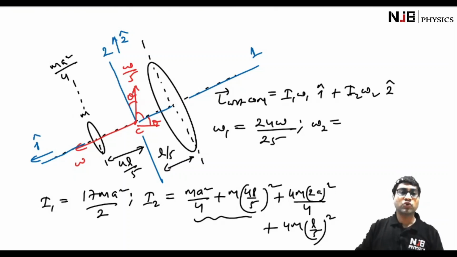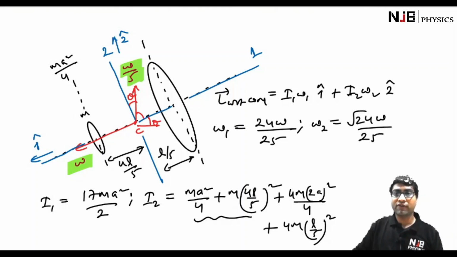Similarly, we will get the value of omega 2. For omega 2, you can see that there will be no component of omega along the second principal axis. There will be a component of omega by 5 only, which is going to be equal to omega by 5 cos theta, and the value of cos theta is under root 24 by 5. So when we put it there, omega 2 is going to become under root 24 omega by 25.